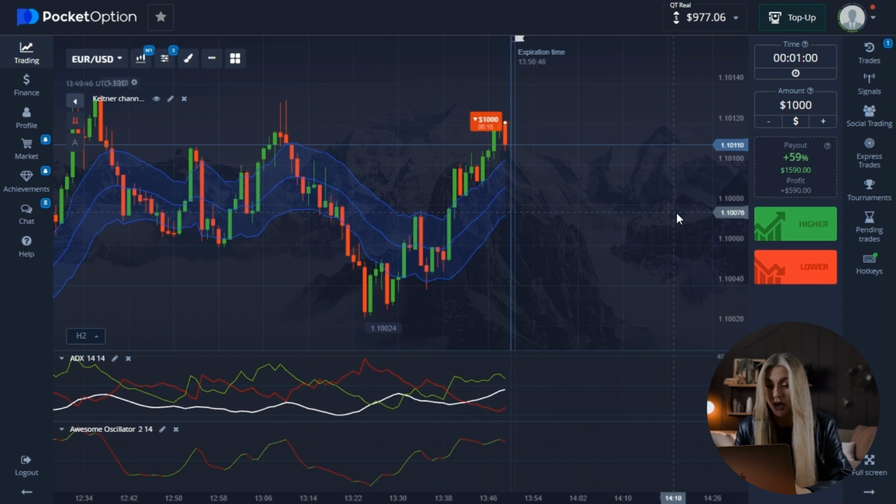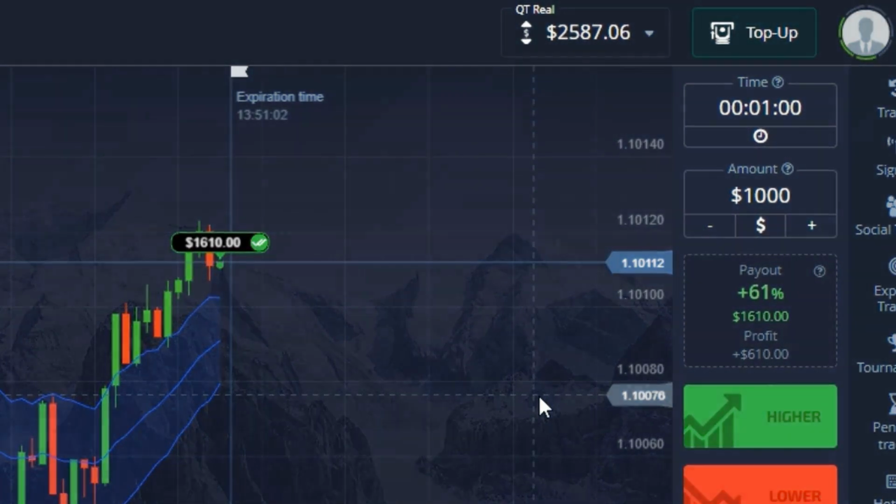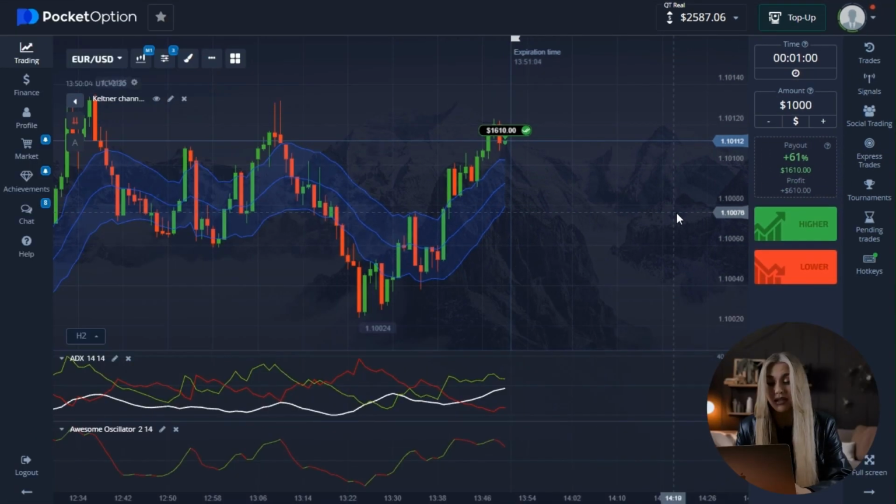Friends, let's sum up. The awesome oscillator seemed informative where there's volatility. It shows pronounced reversals very well, but in sideways trends, it lags and gives false signals, like all indicators actually. Nevertheless, we earned $2,500 and the awesome oscillator played a significant role in this total. Alright friends, that concludes our trading session.